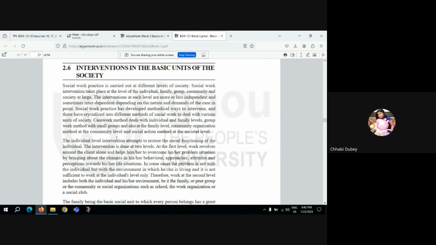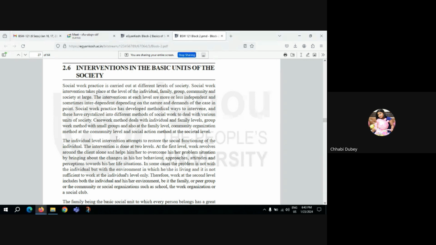Now, social work practice has developed many ways to intervene. These have crystallized into different methods of social work, which deal with various units of the society. So we have casework, which is generally working with individuals. We have group work, which is working at the group level, or also at the family level. We have the community organization method, which works at the community level, and the social action method, which works at the society level. So we have different methods of social work, which work at different levels of the society.